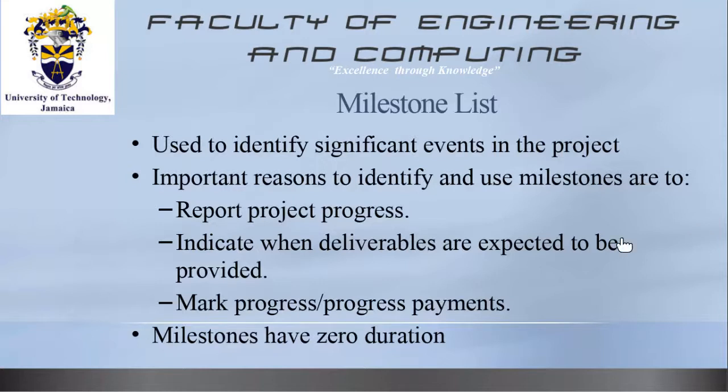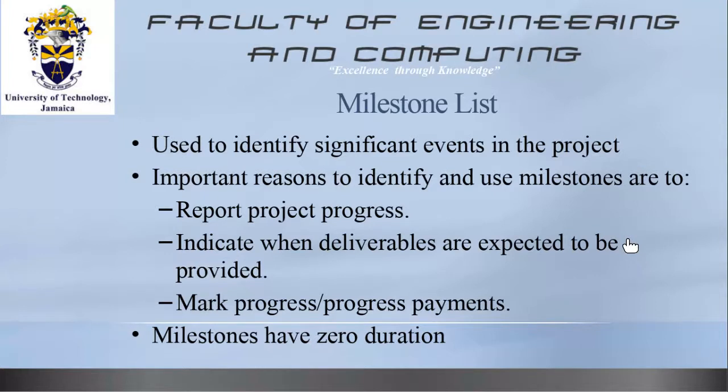Now, then we make mention of milestone. What is a milestone? It is used to identify significant events in the project. There are important reasons to identify and use milestones. So when we're reporting progress, we use our milestones as markers. When a deliverable is expected to be completed, we use a milestone to help us to gauge that. And a very important reason why we use milestones is to assist our finance/accounting department to track the progress of payment.